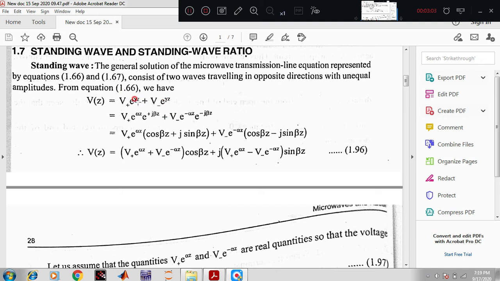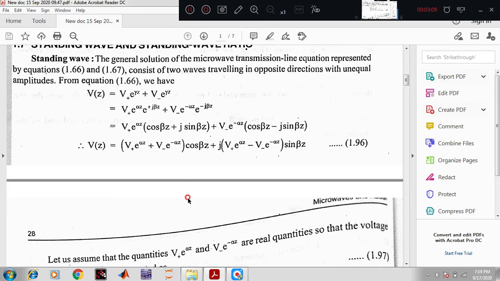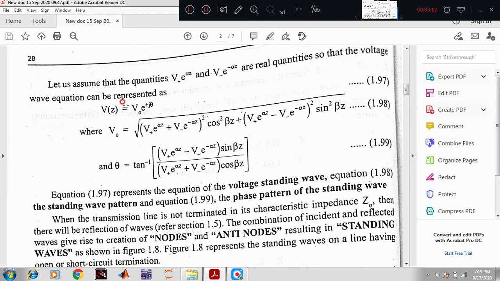So in simple form, the standing wave representation is given by V of Z is equal to V naught e raised to j theta, and this V naught is the resultant magnitude of V of Z, and this can be expressed in terms of V plus and V minus. And similarly, this theta is known as the phase which corresponds to the direction of the standing wave, and this theta is given by this mathematical equation, tan inverse of this divided by this.